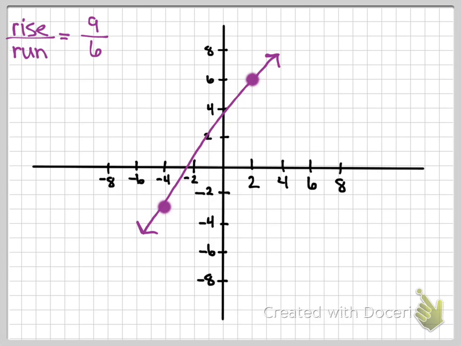Can 9 over 6 be reduced? Yes, it can be reduced to 3 over 2. All right? Now, do not change it to a mixed number. It cannot be 1.5. If you say 1.5, it's wrong. Get no credit. Okay?